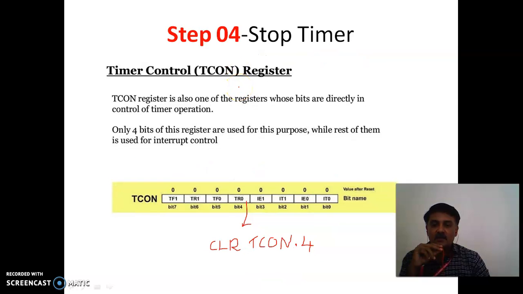Step number 4 is, obviously after calculating everything, we need to stop your timer. So again TR0 will play, and here the clear instruction will come into the picture, clearing TCON.4. That is the 5th position of the TCON register will be cleared.